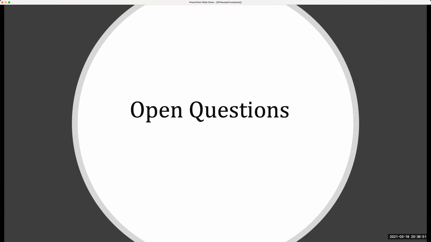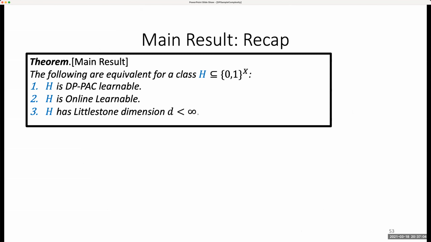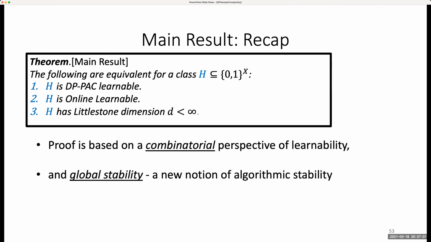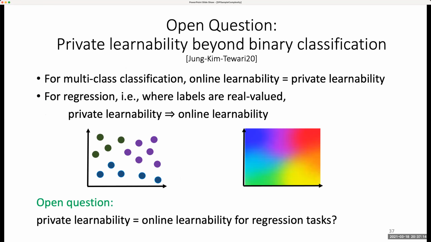Okay, so now some open questions, and then I'll just present the last distribution dependent private learning. So yeah, this is the main result, right? This equivalence between differentially private PAC learnability and online learnability. So one interesting research direction is to go beyond binary classification. So Jung, Kim, and Tewari show that for multi-class, you can extend this result that I presented for multi-class classification. And for regression, they only showed one direction, and the converse is still open.